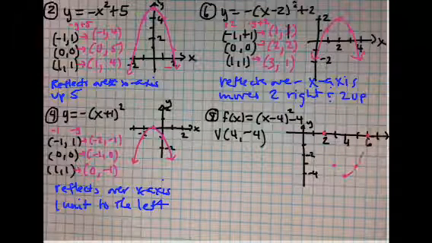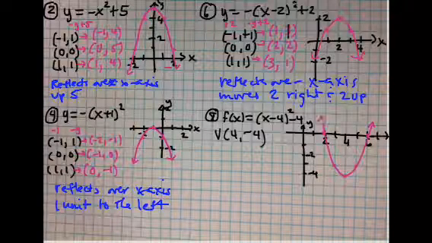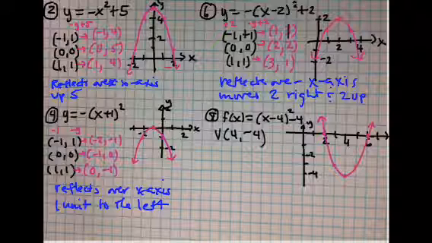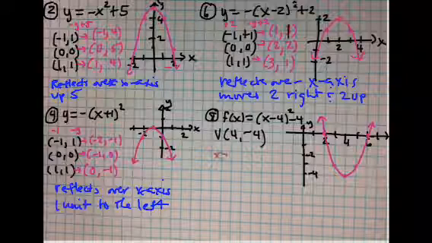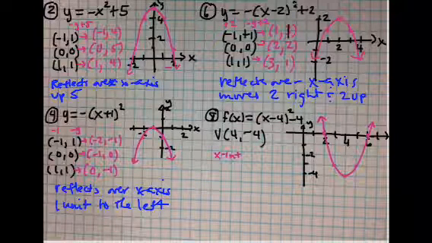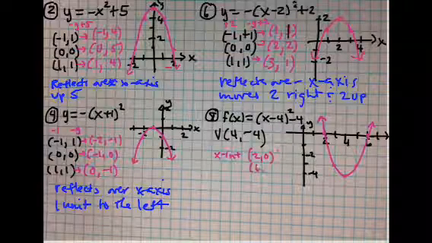So we got lucky on this one where our points went through the x-axis right at integer values. So I know that my x-intercepts are 2, 0 and 6, 0.